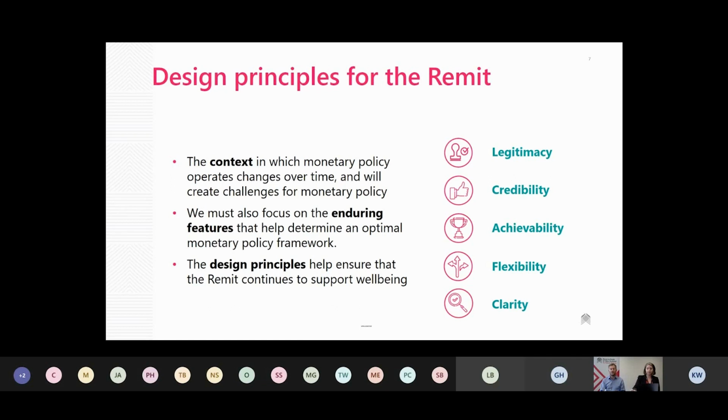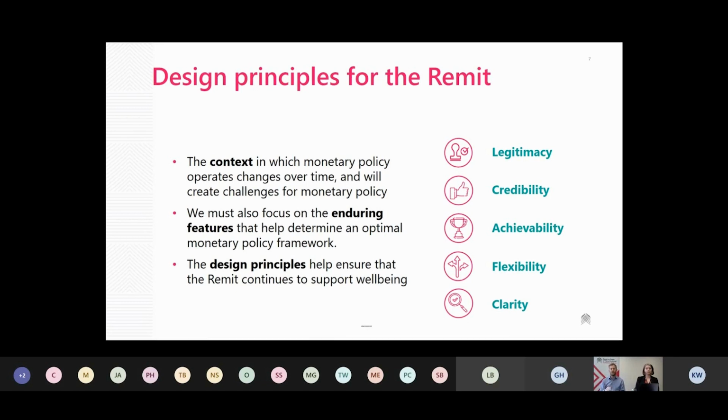It needs to be credible and help support the anchoring of inflation expectations. It needs to be something that monetary policy can actually achieve. We think it needs to be sufficiently flexible to enable us to respond to a wide range of shocks in a way that enhances the well-being of New Zealanders. And it also needs to be clear. So these are pretty enduring principles for what a good remit looks like.